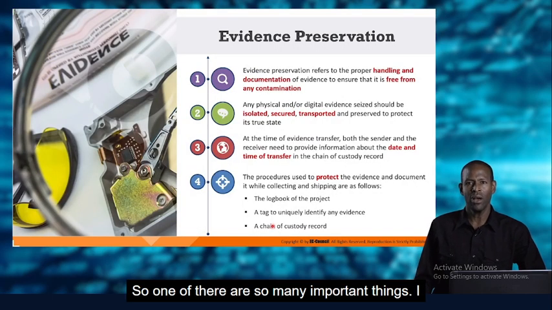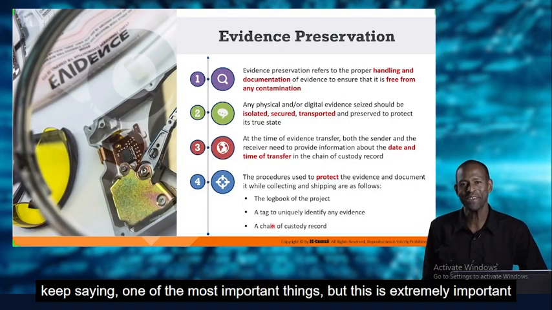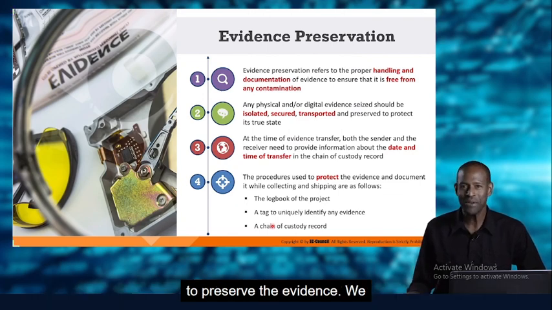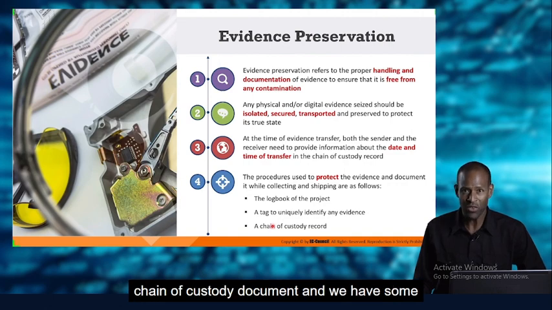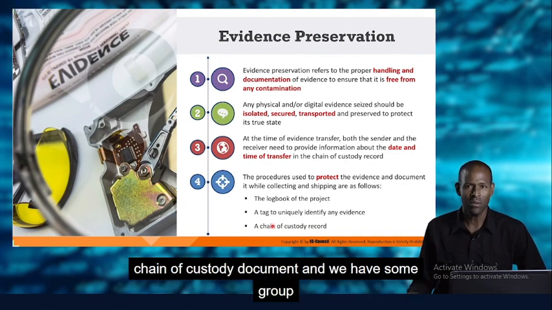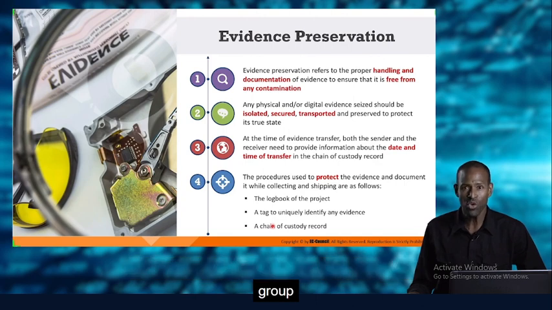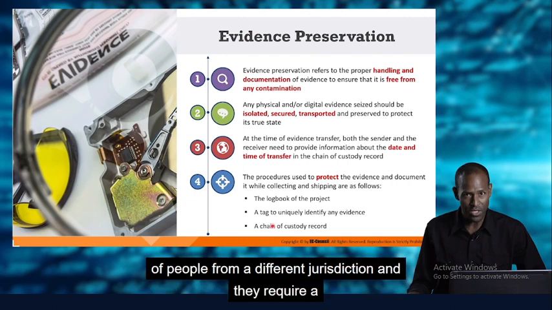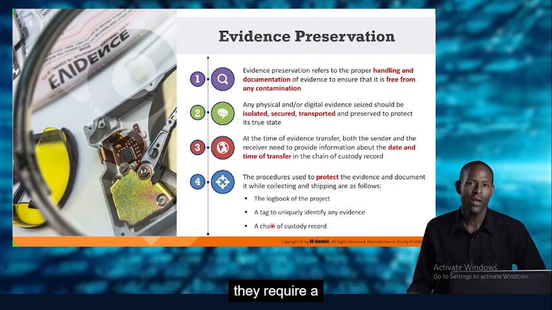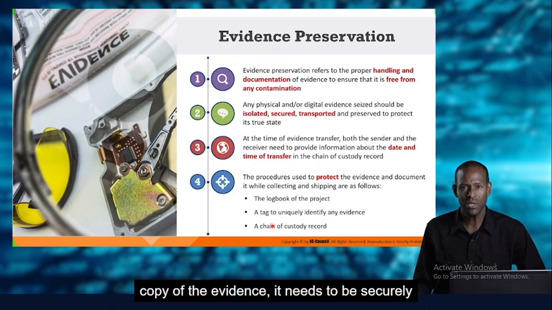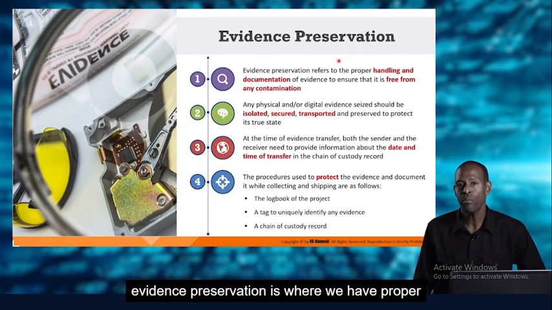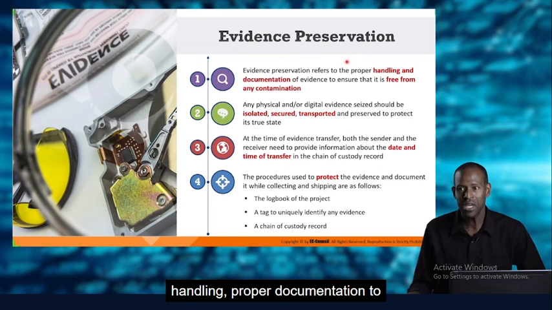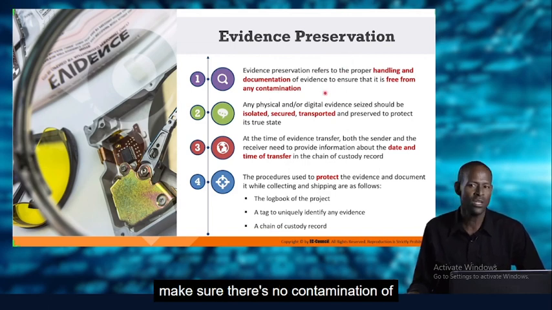So there are so many important things. I keep saying one of the most important things, but this is extremely important: to preserve the evidence. We want to make sure that when we have that chain of custody document and we have a group of people from a different jurisdiction and they require a copy of the evidence, it needs to be securely preserved so that it can be held up in court. So evidence preservation is where we have proper handling, proper documentation to make sure there's no contamination of that evidence.